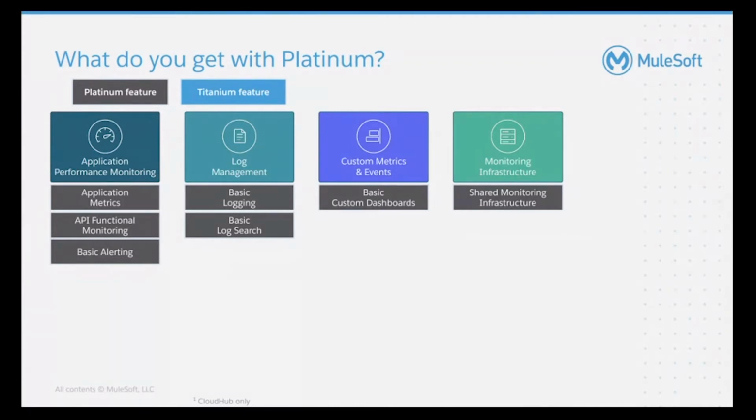With respect to application performance monitoring, you can do application metrics, application functional monitoring, and basic alerting. When it comes to log management, you can do basic logging and basic log search. With custom metrics and events, you can do some basic custom dashboards. And for monitoring infrastructure, it will be a shared monitoring infrastructure.